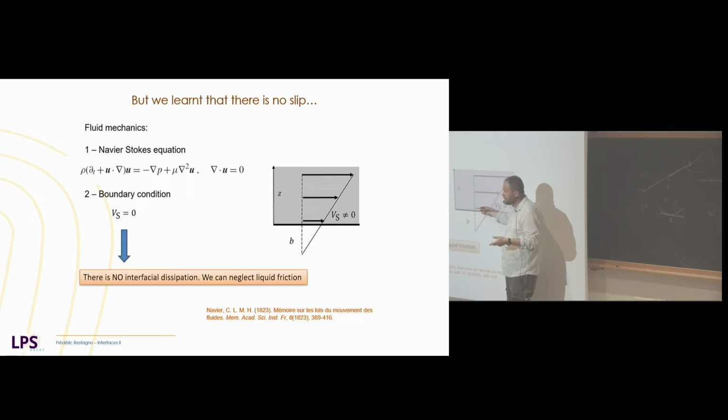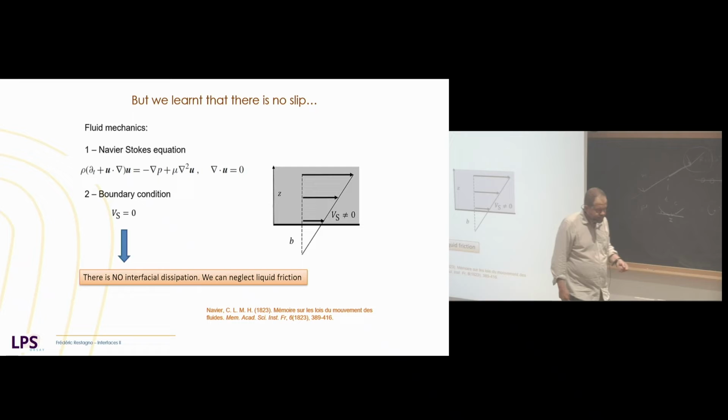Usually people, when they work on this kind of question of slip of liquids, do not measure the slip velocity. What they measure is the slip length, which is just the length in the solid where, if you extrapolate the velocity profile, which is linear, it should go to zero at a distance from the solid walls. That is the slip length.